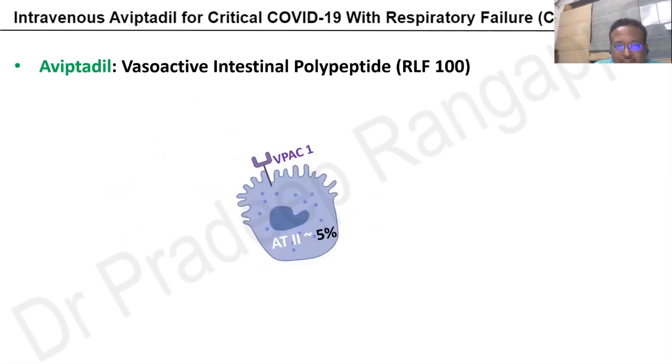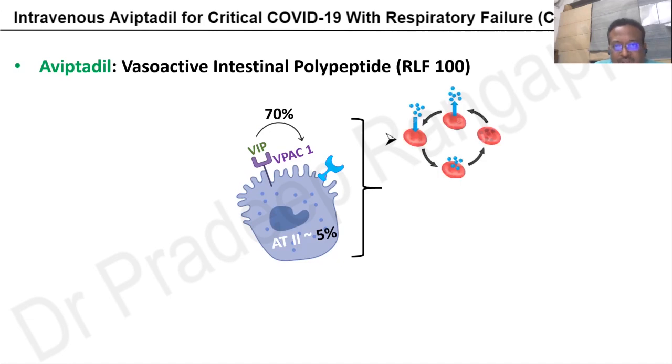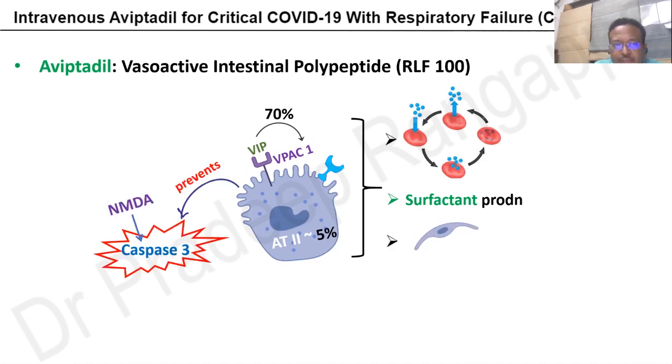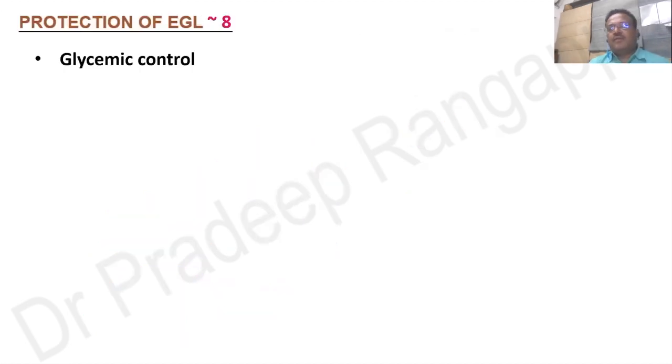Aviptadil, which is vasoactive intestinal peptide, is predominantly present in the alveolar type 2 cells, and it acts on the VPAC receptors present in the alveolar type 2 cells and on the ACE receptors. And 70% of the VPAC receptors are present in the alveolar type 2 cells. And this Aviptadil, by acting on these VPAC receptors, helps in improving the gas exchange and surfactant production, and it tends to protect the alveolar type 1 cells. It prevents the NMDA activation of caspase, protects against extravasation of the fluid, and inhibits interleukin 6 and tumor necrosis factor alpha.